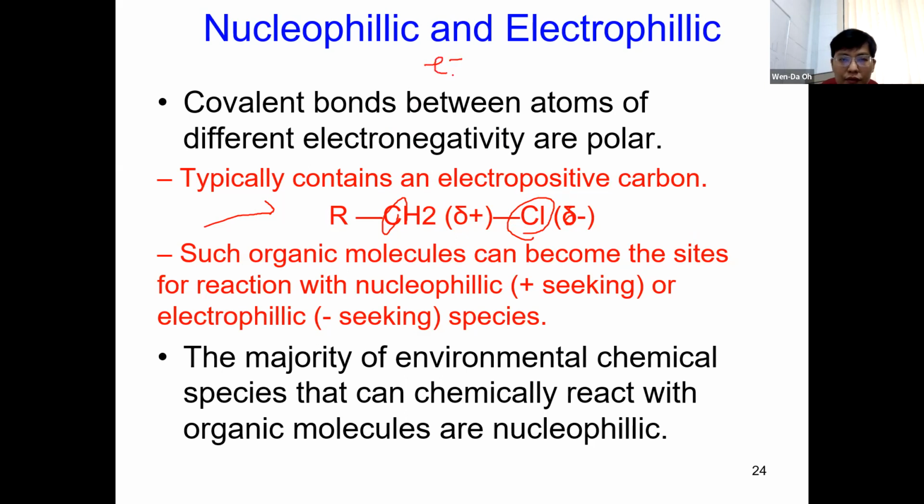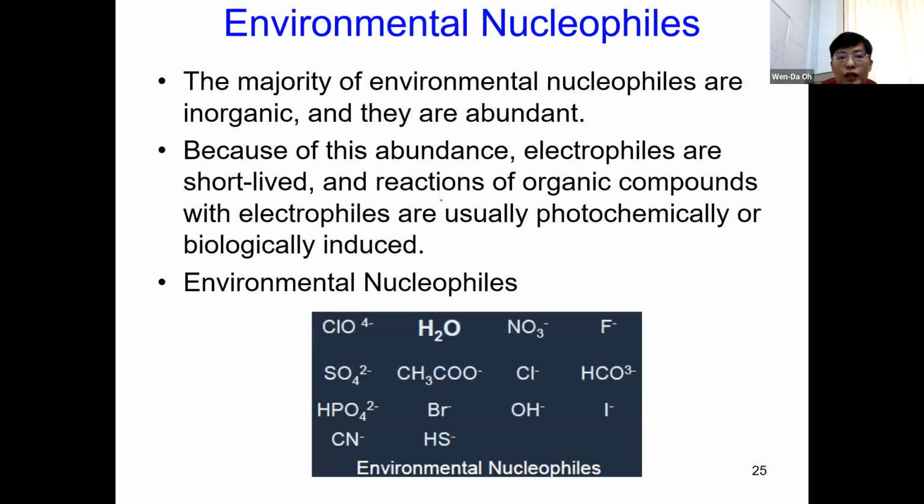So for this case, you will see that electrons will like to attack the CH2 group because it is partially positive. Usually these are the sites whereby reaction can happen. So in the environment, we have many kinds of electrophilic and nucleophilic molecules. The majority are nucleophiles because they are negatively charged, and they like to attack those electrophiles. If you look at these environmental nucleophiles, you have all these groups: sulfate, bromine, hydroxide, and so on.